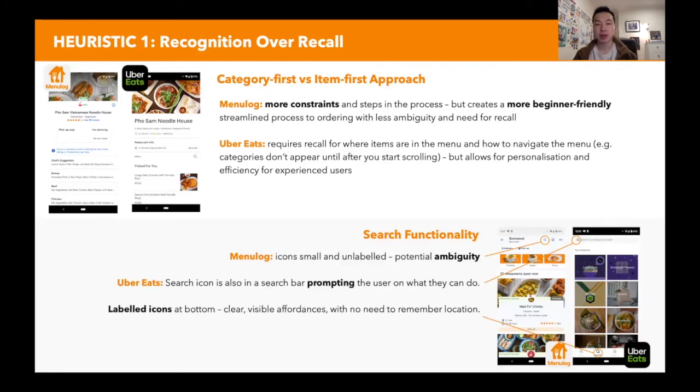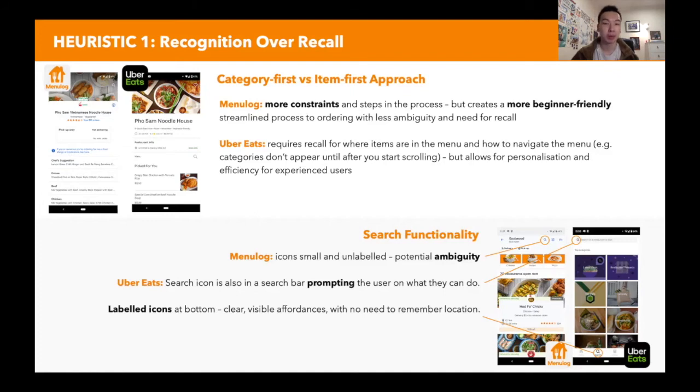A clear exception, though, is in advanced functionalities such as search, where these icons are really quite small and unlabeled in Menulog, which can create ambiguity. Whereas on Uber Eats, the search icon is in a search bar, which has text prompting the user what to do, and there are labeled icons at the bottom of the screen showing clear, visible affordances with no need to remember the location.